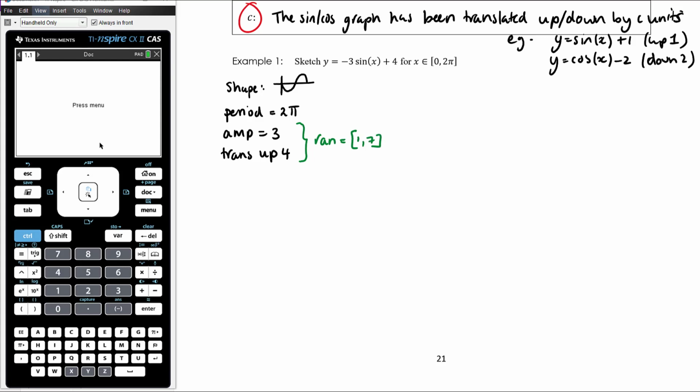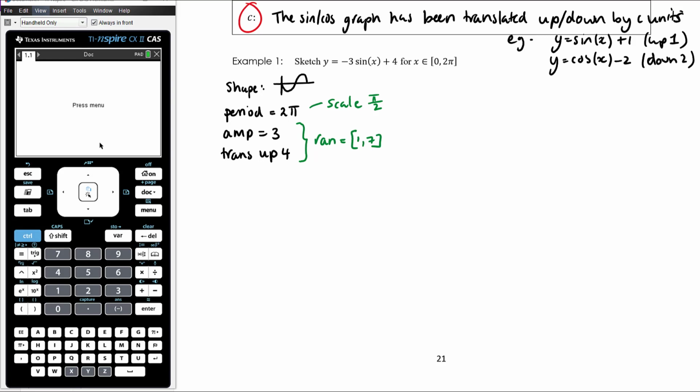We've also talked about using period and the horizontal translation to think about the scale. So the scale in this particular question, we just use a quarter of the period, so pi on 2 will be sufficient to mark all the key points that we want on this particular graph.